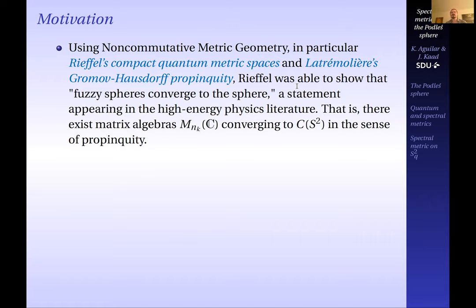Okay. So the idea was then to associate a metric. There was already a classical way to show spaces converge, right? That was using compact metric spaces and Gromov-Hausdorff distance. So Rieffel then made non-commutative analogs of compact metric spaces called compact quantum metric spaces. And then he made his own distance called the quantum Gromov-Hausdorff distance to establish such statements as fuzzy spheres converge to the sphere. Later distances came out, like Latrémolière's Gromov-Hausdorff propinquity, which is also a quantum Gromov-Hausdorff distance, to establish such results. Anyway, in the context of this talk, fuzzy spheres are matrix algebras, and the sphere is continuous functions on the two-sphere.